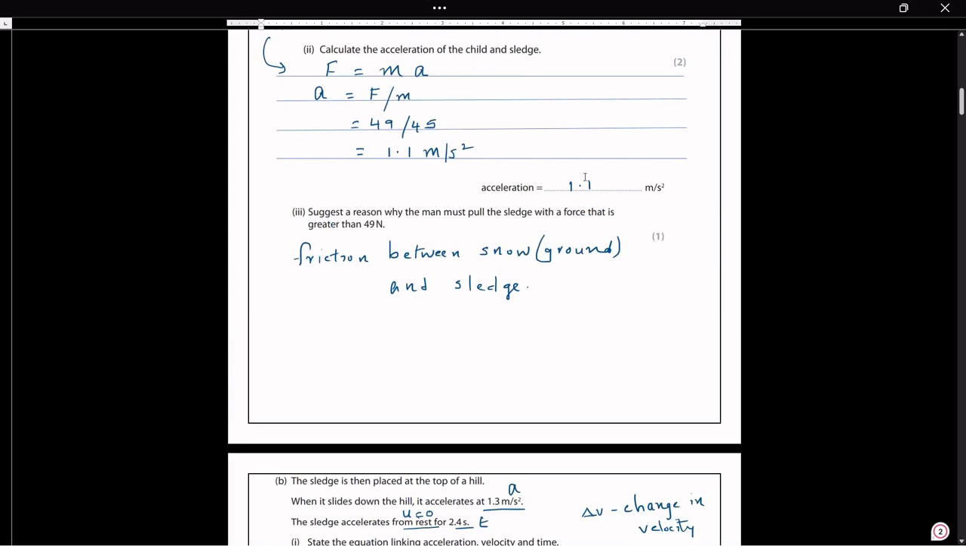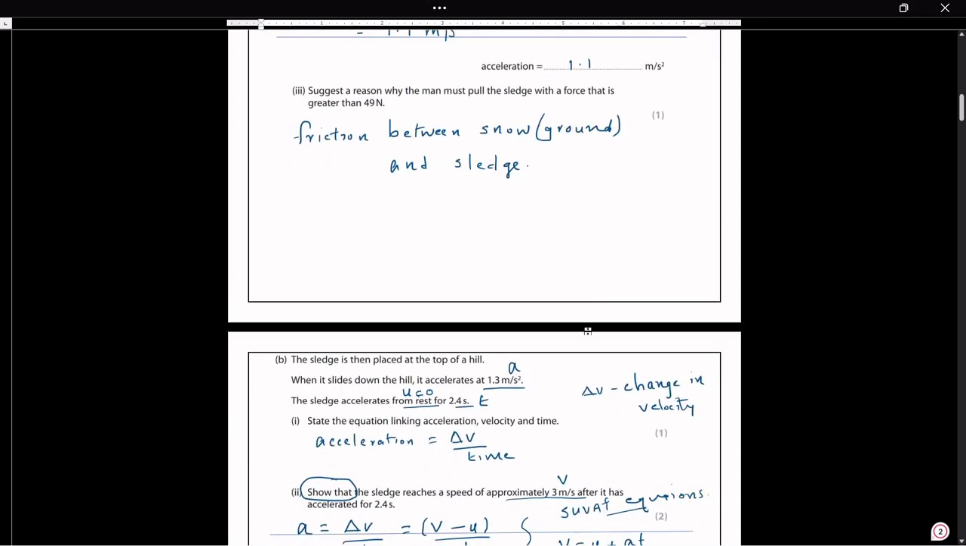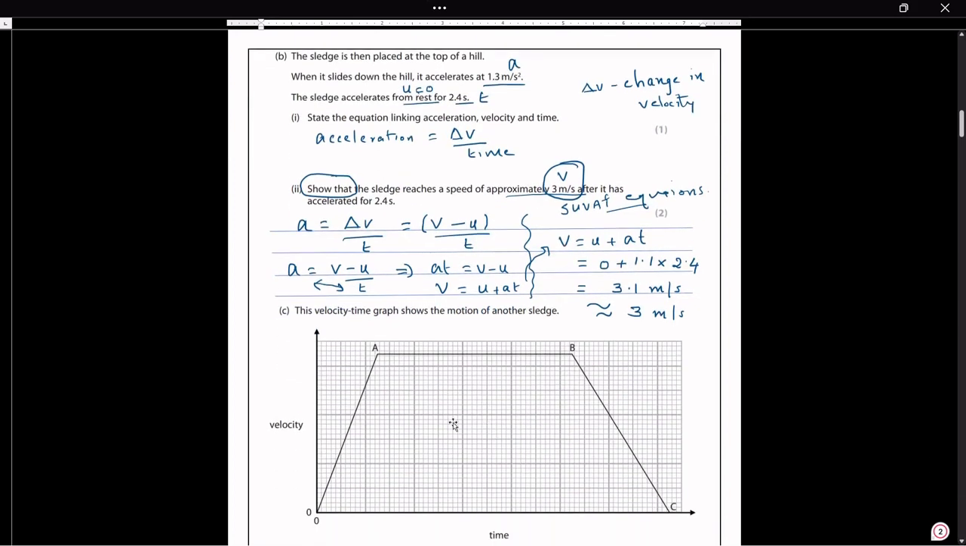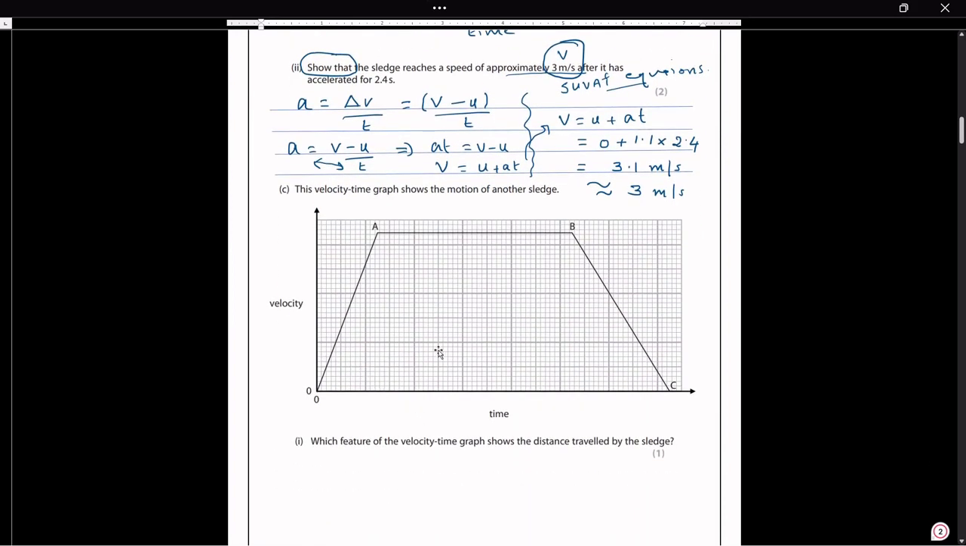So the acceleration already calculated, that same number you have to use here. It is 3.1. So approximately, whatever they are telling, it is approximately 3 meters per second. They are telling us to show that the velocity is 3 meters per second. We got it. Now let us move on to the next part of the question. There is a graph given.